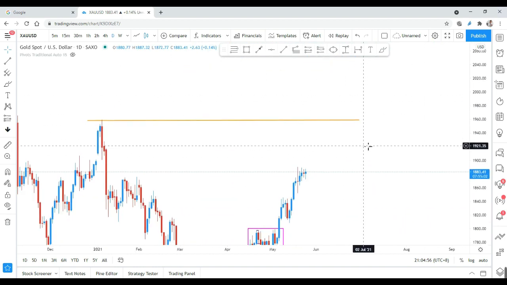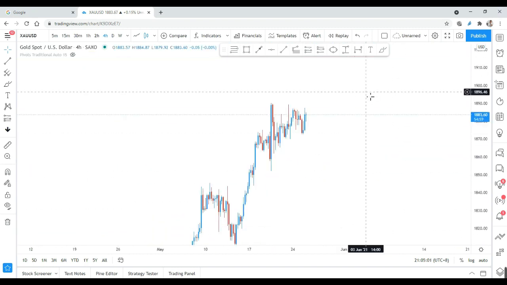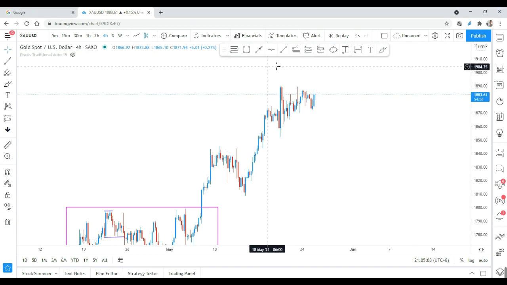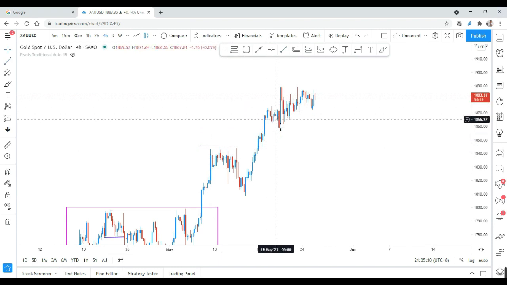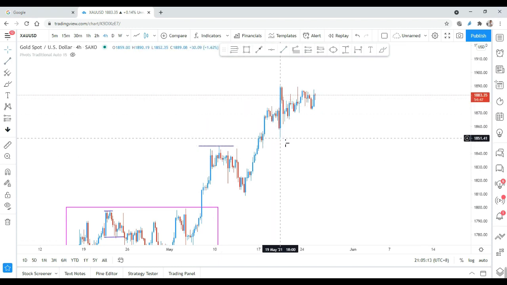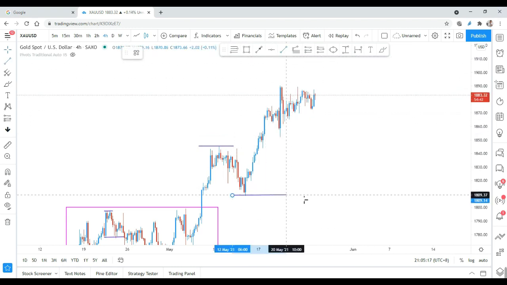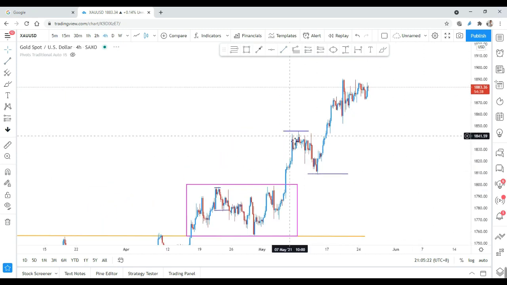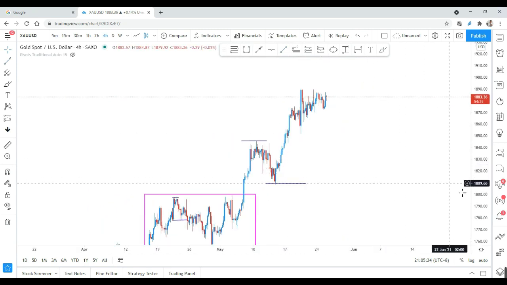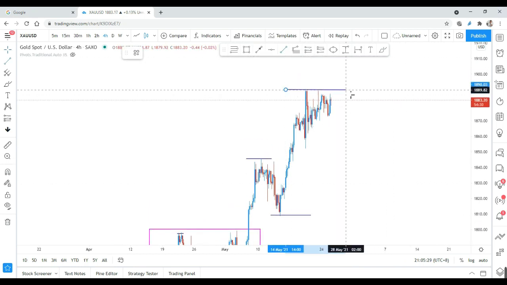When I switch it back to H4, I identify it in a different way. This is the previous high. It got broken, then it came back, retested, and kept moving up. Where is the previous low? This is the lowest low. So it's higher low, higher high, higher low. And then the price formed another high over here.